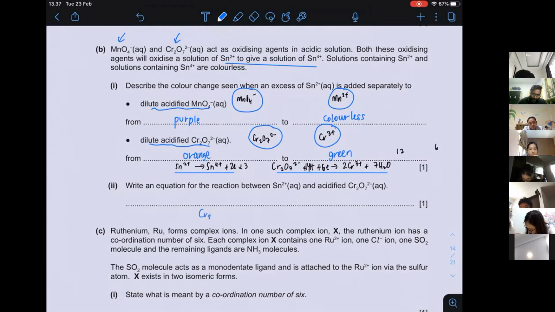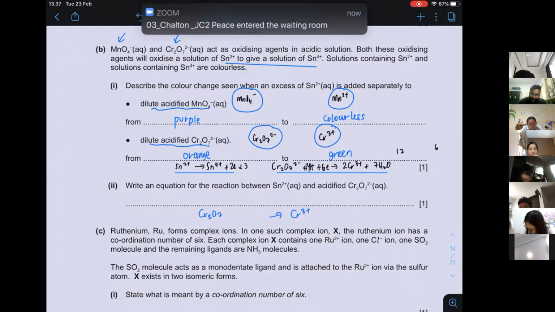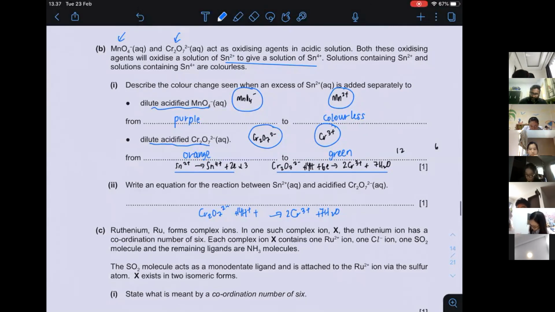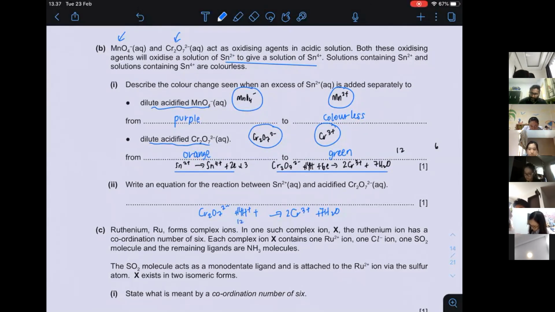Cr2O7 2- must give you Cr3+, so I put 2 there, and then they must have water, so here must have H+. Must have 7 waters, so 14 H+. The rest is 2 minus, and 2 minus plus 14 is 12, so the charge here is plus 6. You need a total of 6 electrons to make it 6 and 6. You should know how to balance this.